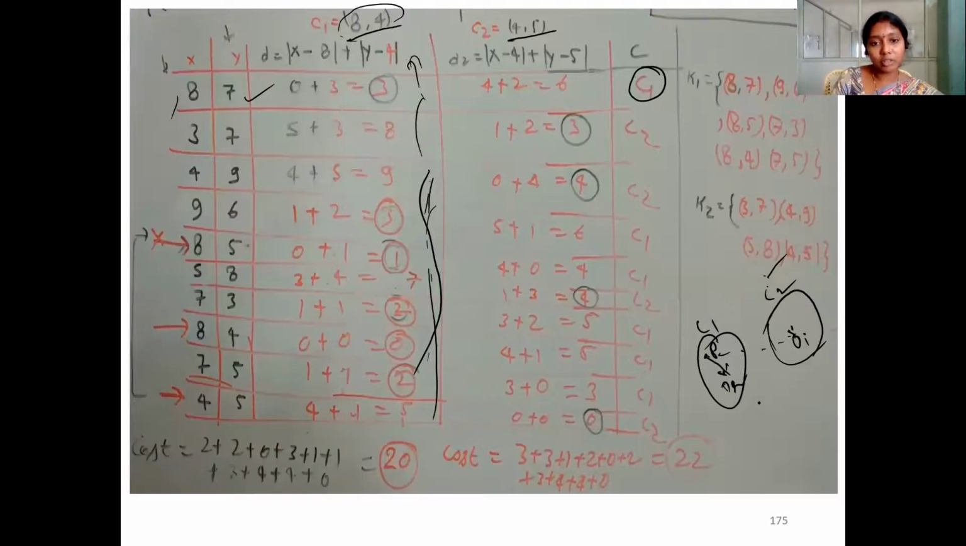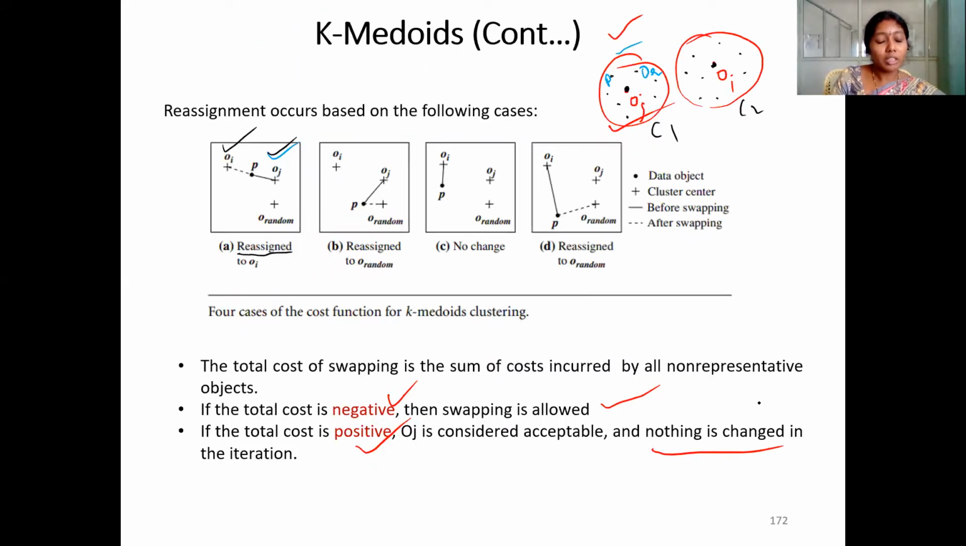Like this, we have 4 cases. If P initially belongs to this OJ, and after reassigning it is closest to OI, we need to reassign P. So here is the second case: reassign to O random. When do we need to reassign? Initially P belongs to OJ, and after reshaping the clusters, it is closer to O random. Then that means P now belongs to O random.